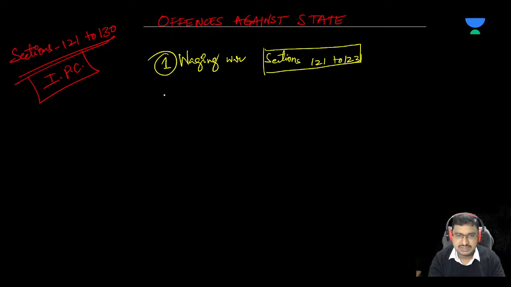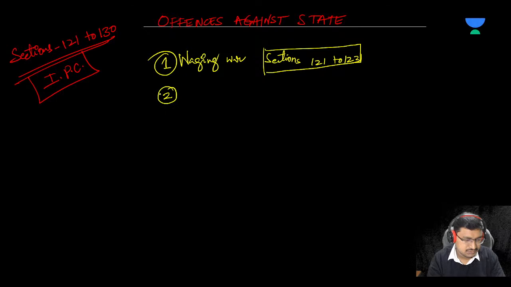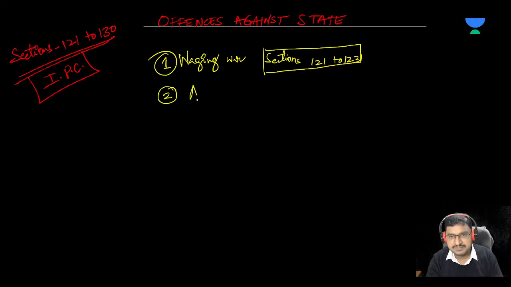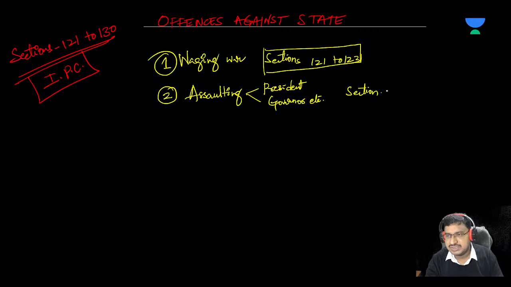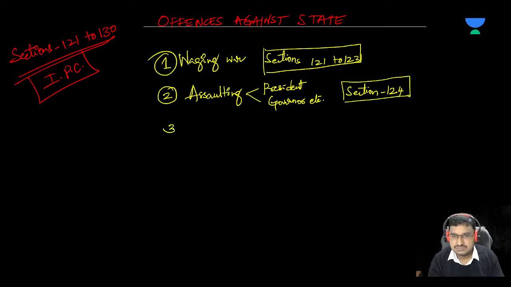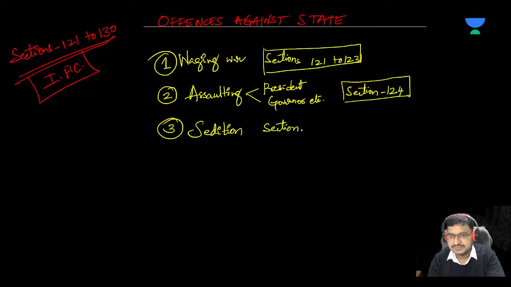Thereafter, assaulting president, governor, etc. is enumerated under section 124. The third one is sedition. It is the most controversial offense under IPC. It is enumerated under section 124A.